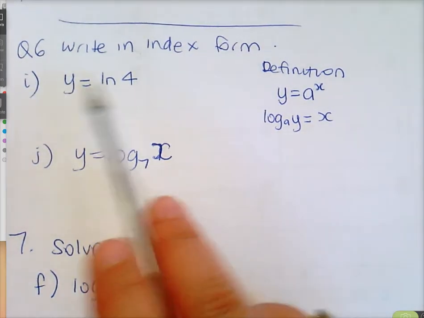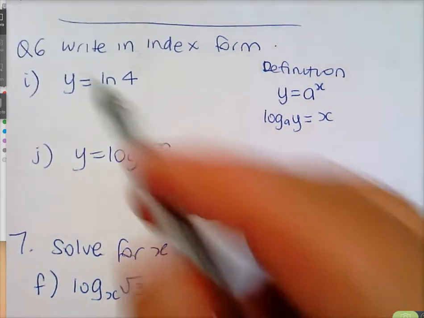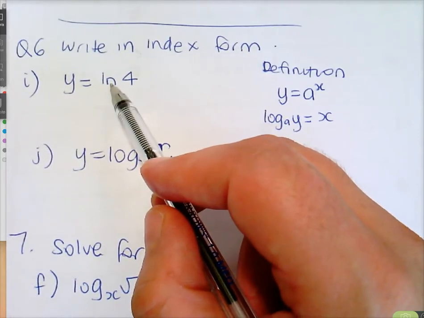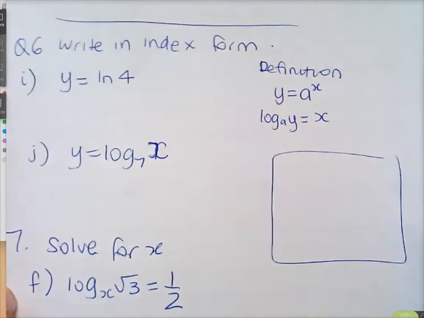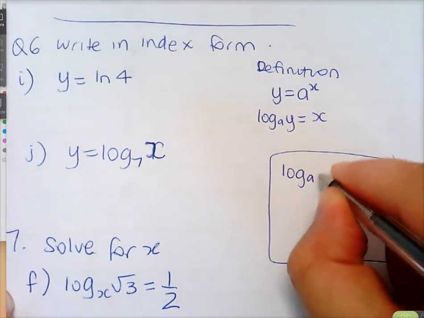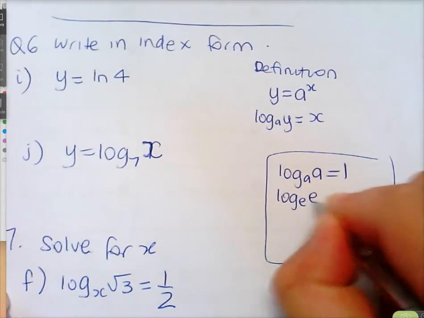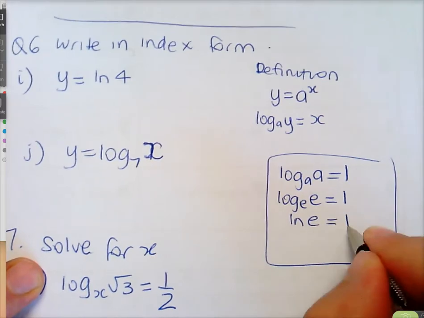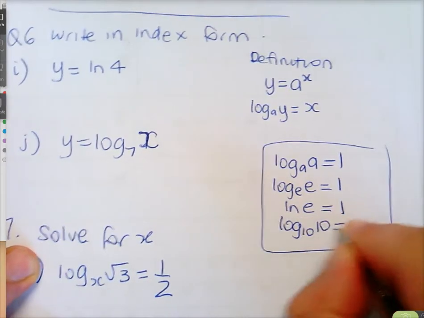Now, see that y equals ln x? If you want to write this in index form, girls, you know how ln means log to the base e? All right, I'll show you something here. Look over here. Log to the base a of a is 1. Log to the base e of e is 1. That means ln e is 1. Watch. Log to the base 10 of 10 is 1.